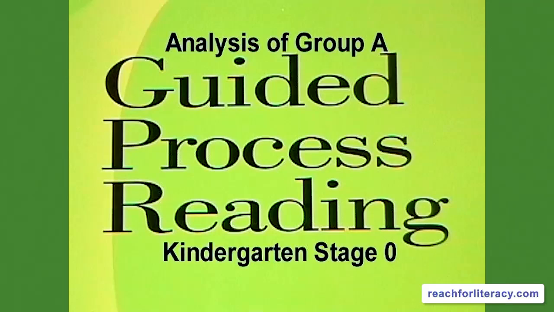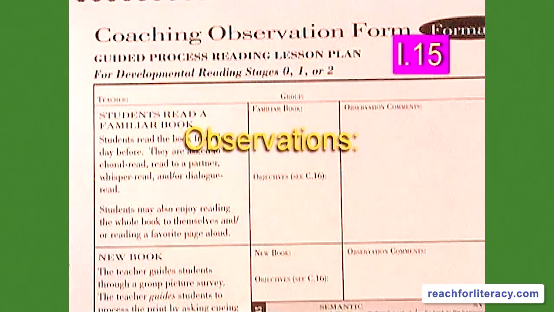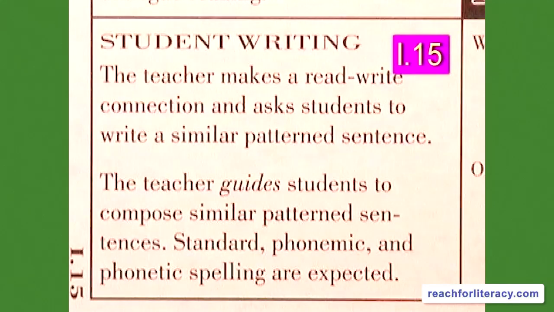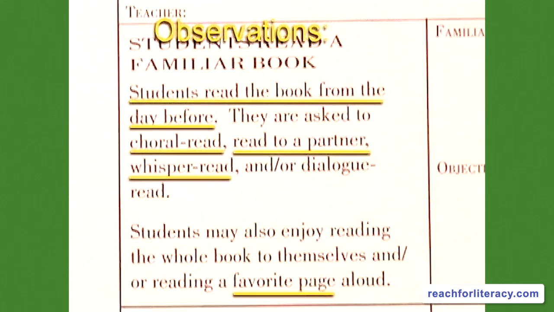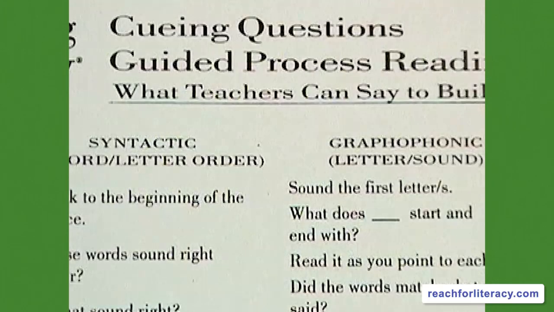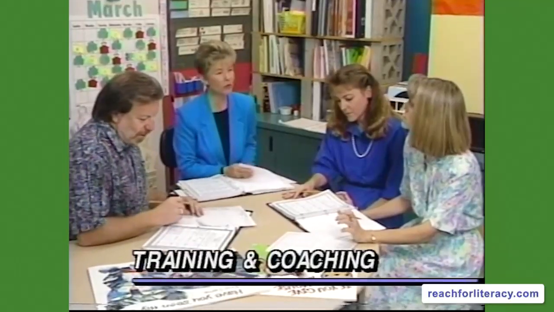Analysis of Group A. The trainer coach demonstrated Format 1 with a group of 4 kindergarten students. Observations included a familiar book, a new book, and a writing connection. Teachers were asked to highlight the lesson components they observed and to script the questions the trainer coach asked. At the end, questions were transferred to the cueing prompt card. The following is a summary of the teacher's observations.